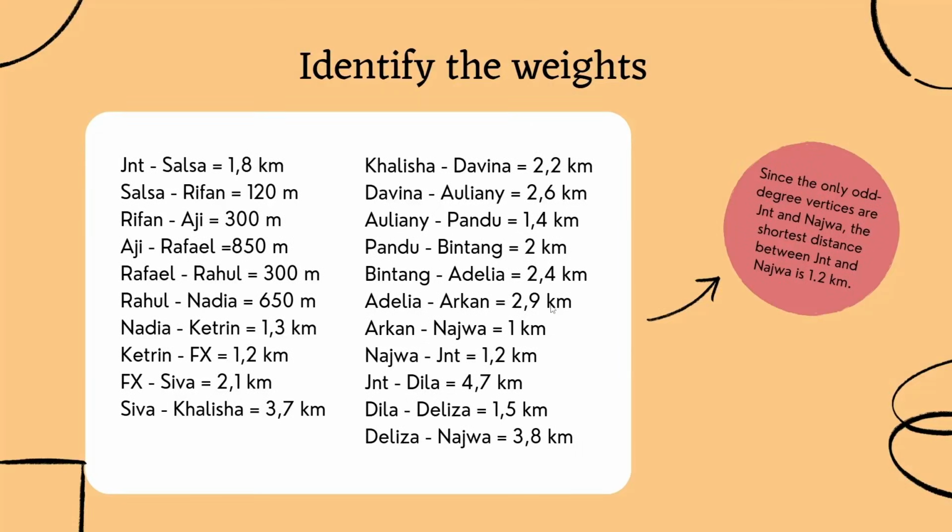Next, we identify the weights in the graph. Each edge is given a weight that represents the distance between 2 locations, measured in meters or kilometers. Since there are only 2 odd degree vertices, the next step is to find the shortest distance between Janti and Najwa. In this case, the shortest distance is 1.2 kilometers. This distance will later be added to the graph to meet the requirement for forming an Eulerian path.